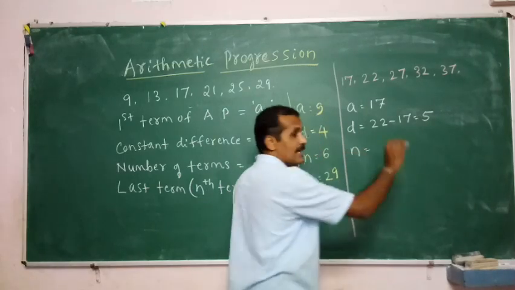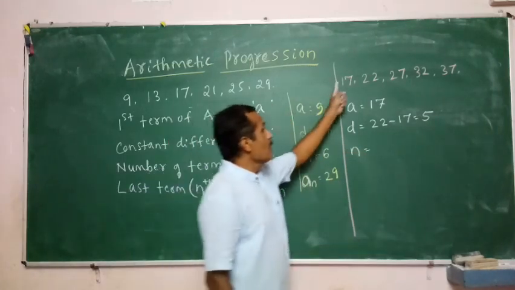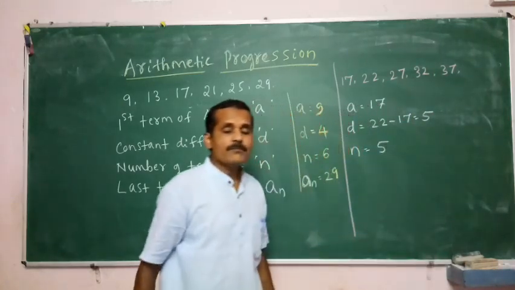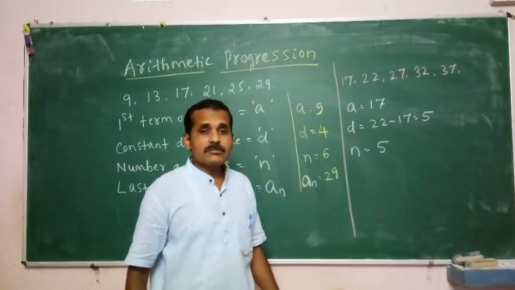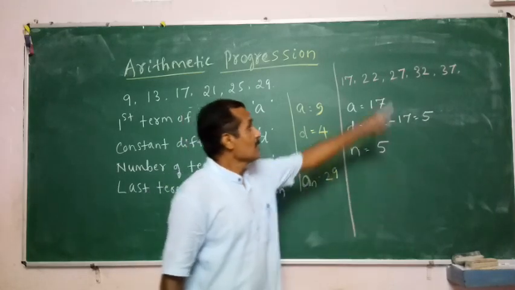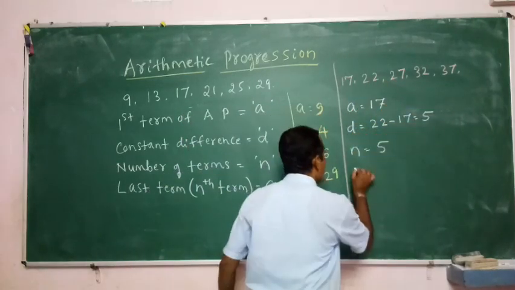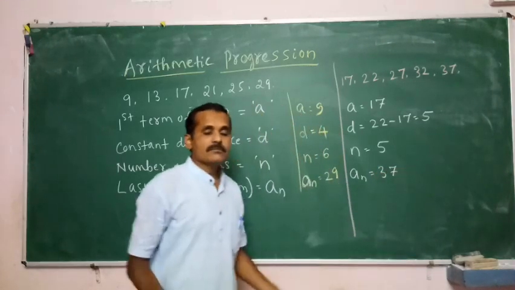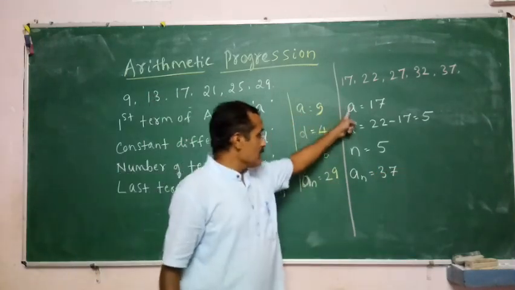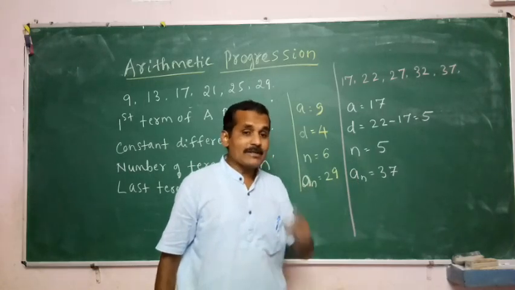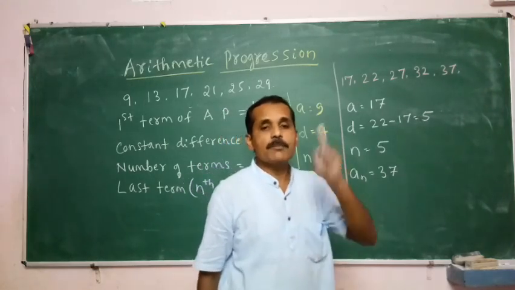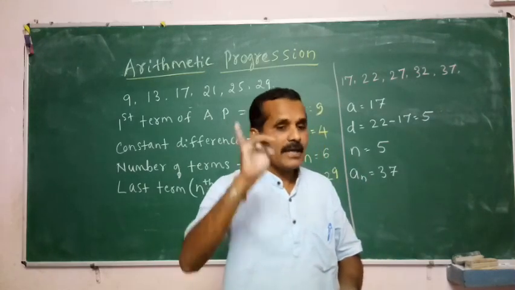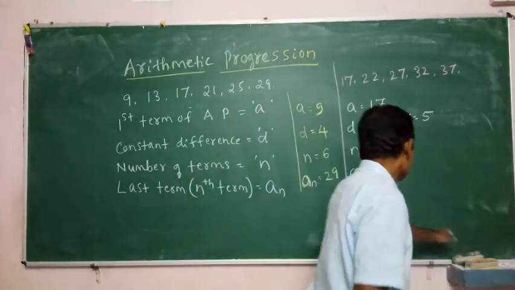Number of terms, N. How many terms are there in the AP? 1, 2, 3, 4, 5. There are 5 terms in the AP. Which is the last term? The last term of the AP, An, is equal to 37. Where these symbols will be useful for you, I will tell you later. But these are the symbols to keep in mind: A, D, N, and An.